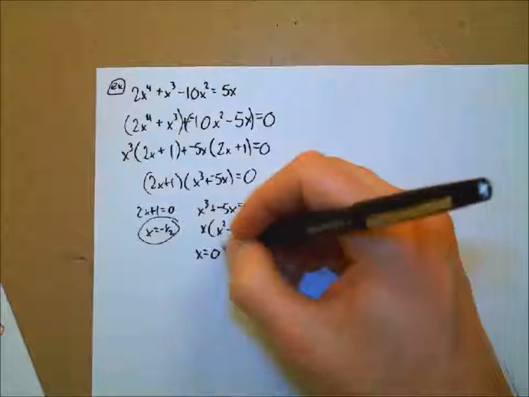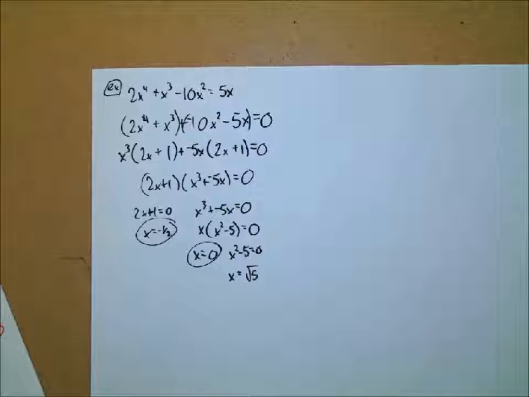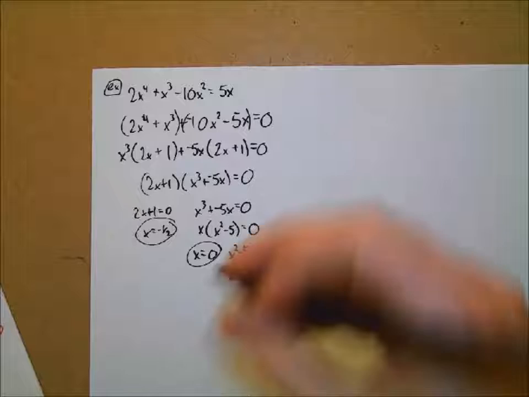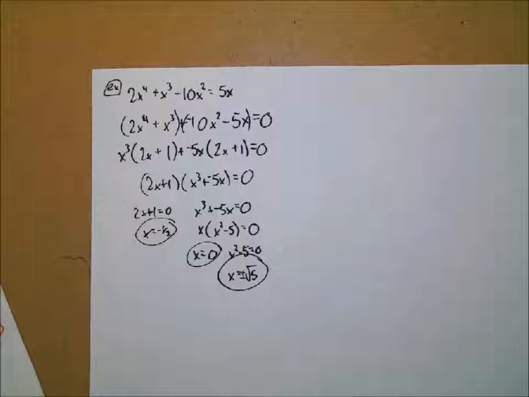And so x equals 0, and x equals the square root of 5, right? Wrong. Plus or minus. Right, because we square rooted both sides to get that root 5 there, right? So it's plus or minus root 5. Okay. And those are our solutions.